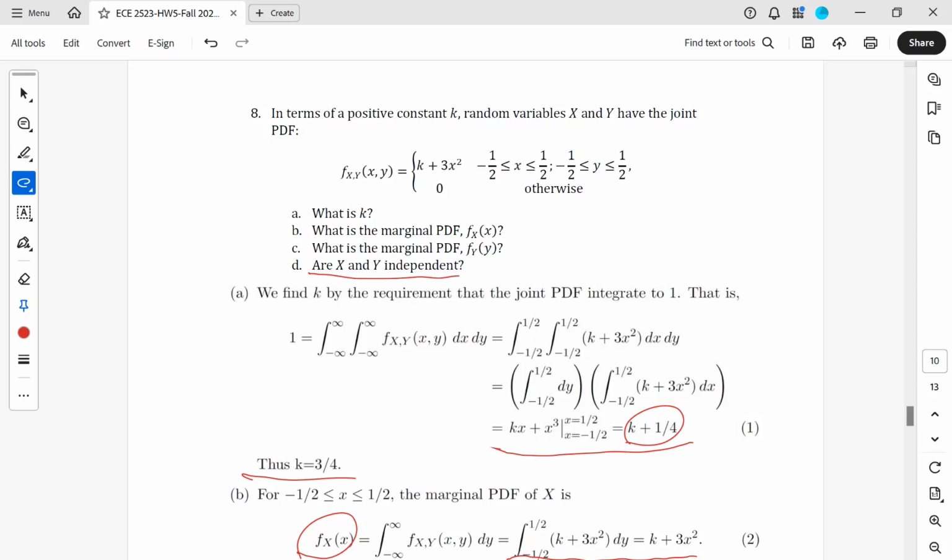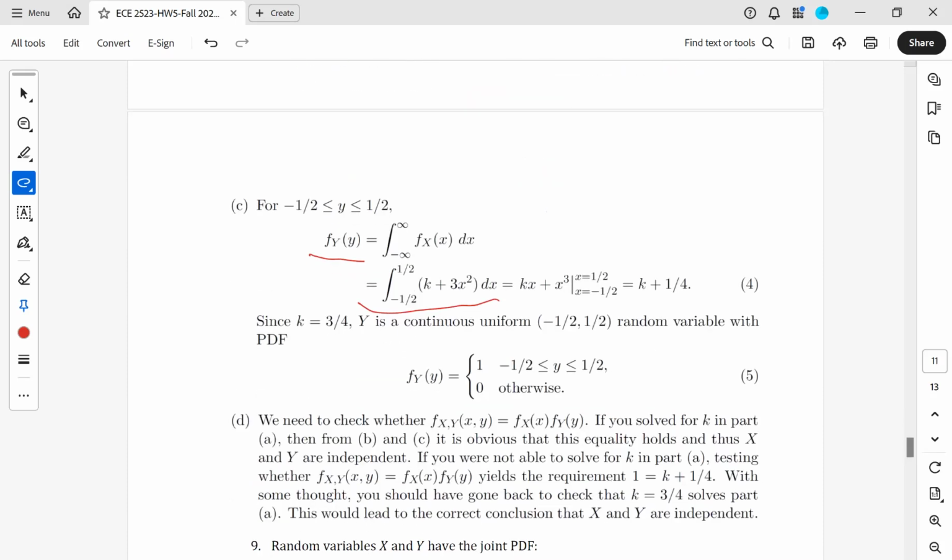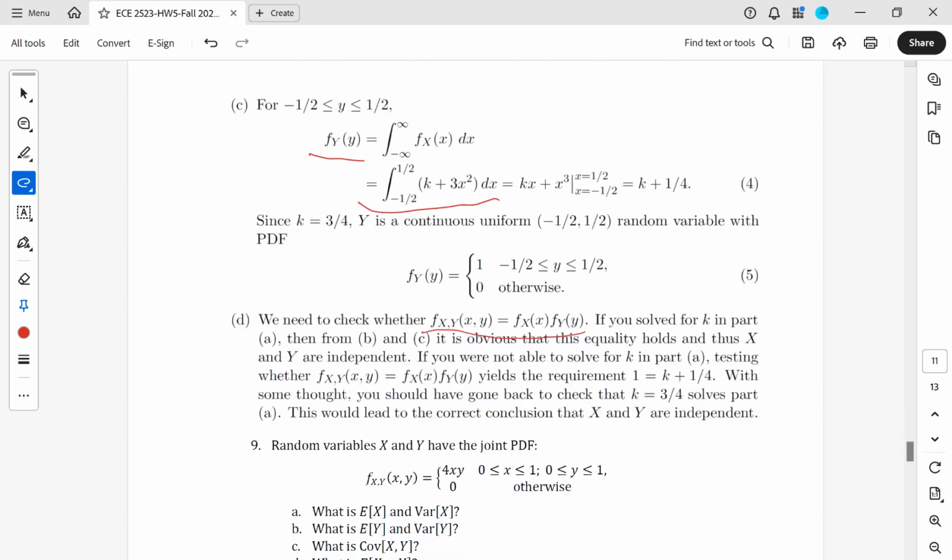Now, if the multiplication of the two marginal PMFs is equal to the joint PMF, that means they are independent. If not, they are not. If you do that, you would find out that it's obvious we have this equality. If you do the multiplication, we see that we have the equality. Thus, X and Y are independent. Is that clear?